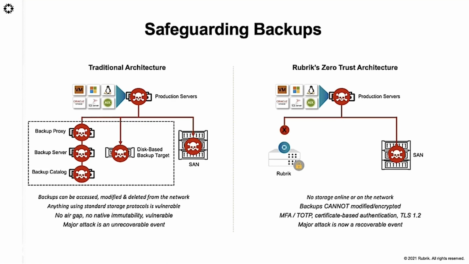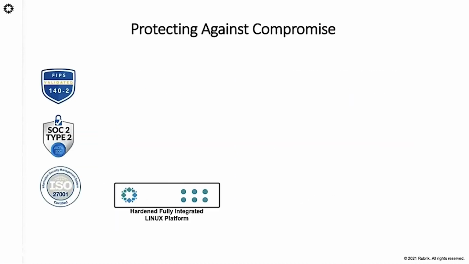That's append only, which means there's no real delete function. It's all about creating patch files to track changes within the file system, an append only file system, meaning you can't manipulate it even if you're able to get to it. And so with all those layers, Rubrik is what we call a zero trust architecture.